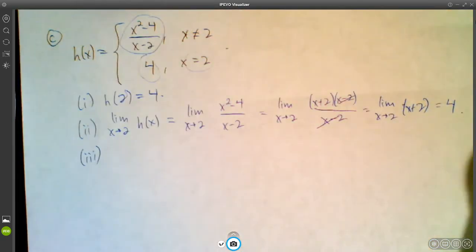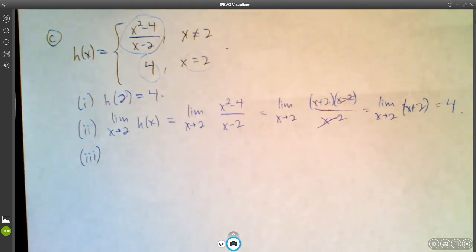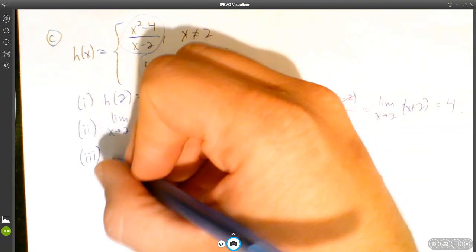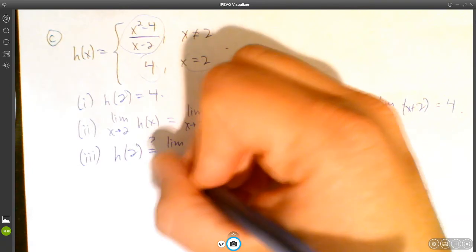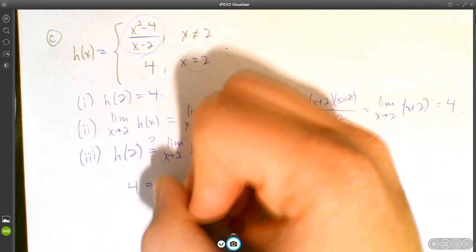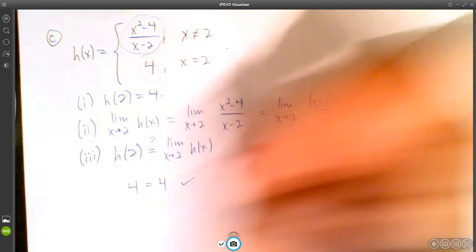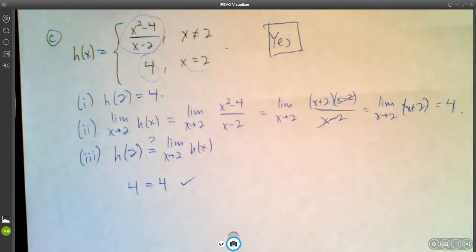Is the function value equal to the limit? And in this case, yes, right? The function value and the limit are the same value. So does h of 2 equal the limit as x approaches 2 of h of x? And the answer is yes, right? 4 equals 4, so yes. All right, so the answer to part C, yes. Okay, h of x is continuous at x equals 2. Okay, so that's the idea behind continuity.